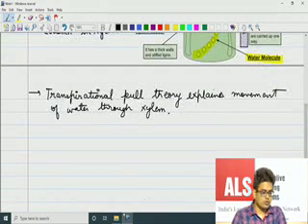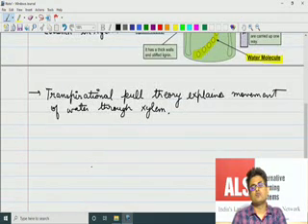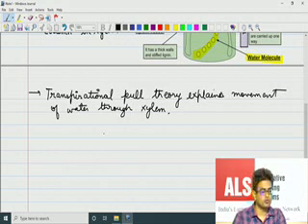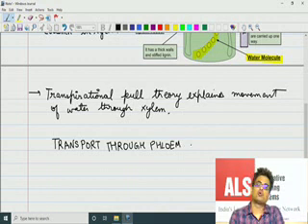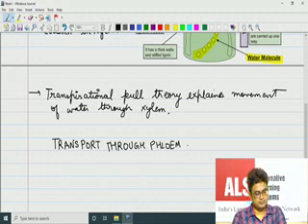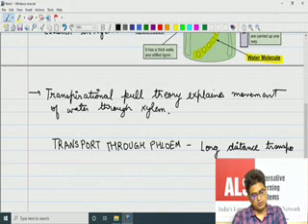All right. So the transpirational pull theory is finished now. Now let us begin with movement of food and other solutes through phloem. So now we have to discuss transport through phloem, or long distance transport of food substances through the phloem.